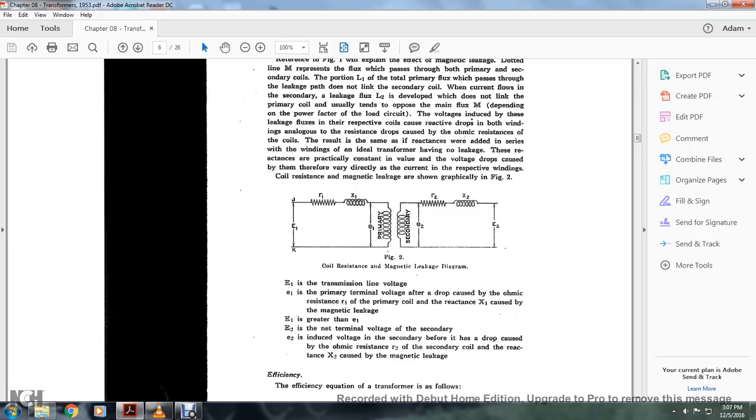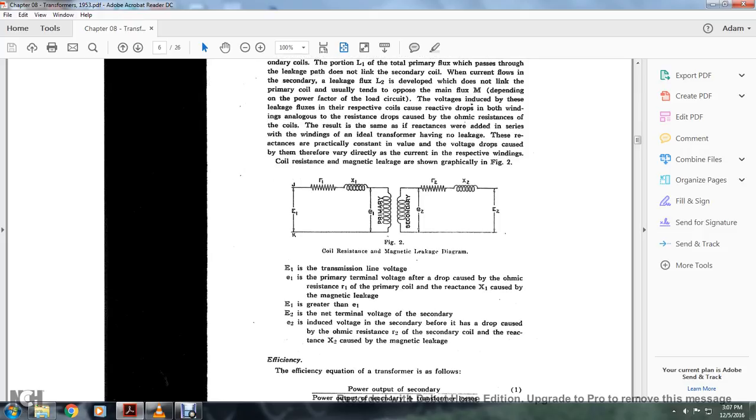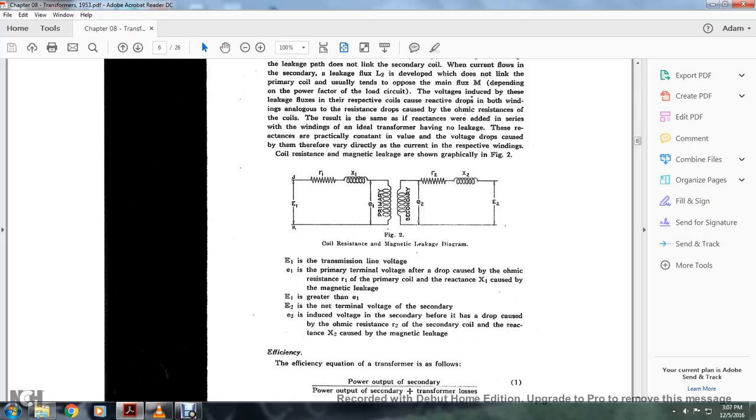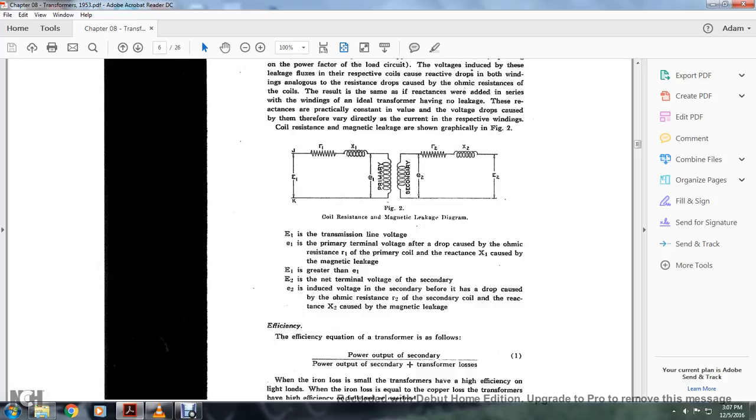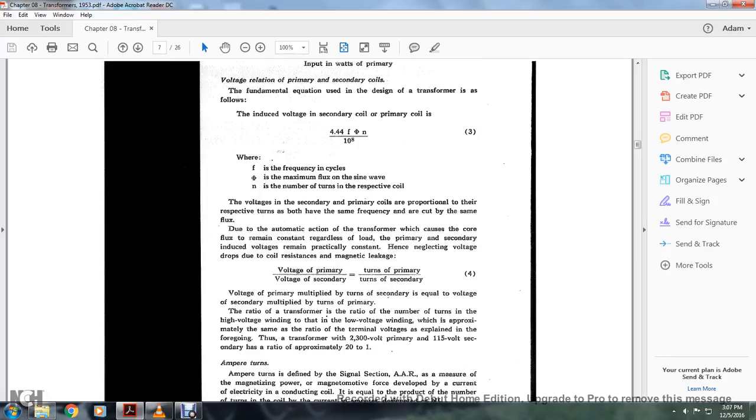The efficiency equation of the transformer is as follows: power output of the secondary divided by power output of the secondary plus transformer loss. When iron loss is small, transformers have high efficiency on light loads. When the iron loss is equal to the copper loss, the transformer has maximum efficiency at full load or overload. Input watts and primary voltage relationship of the primary and secondary coil.